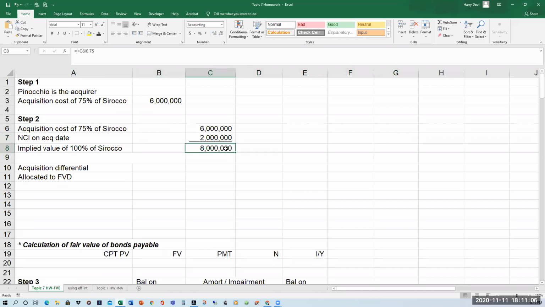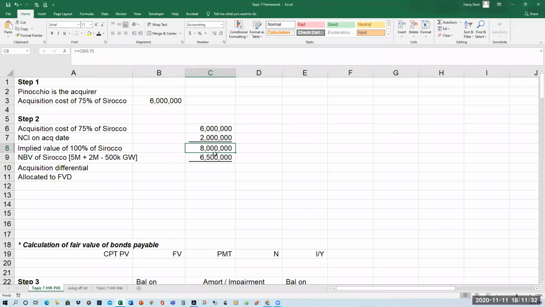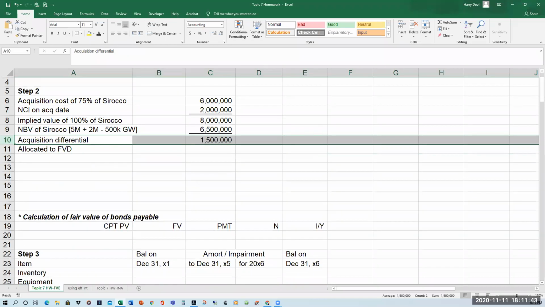Now, this $8 million is first allocated to the net book value of Sirocco. The net book value of Sirocco will consist of the common shares, 2 million, the retained earnings, 5 million, minus $500,000 in the goodwill that Sirocco has on its books. So that works out to $6.5 million. $8 million implied value minus the net book value of 6.5 million gives us an acquisition differential of $1.5 million. This is allocated to fair value differences.